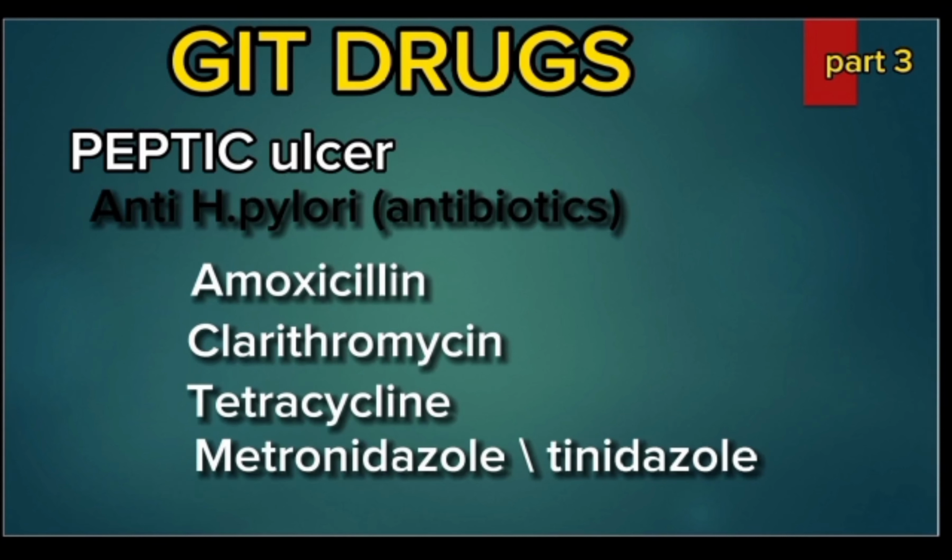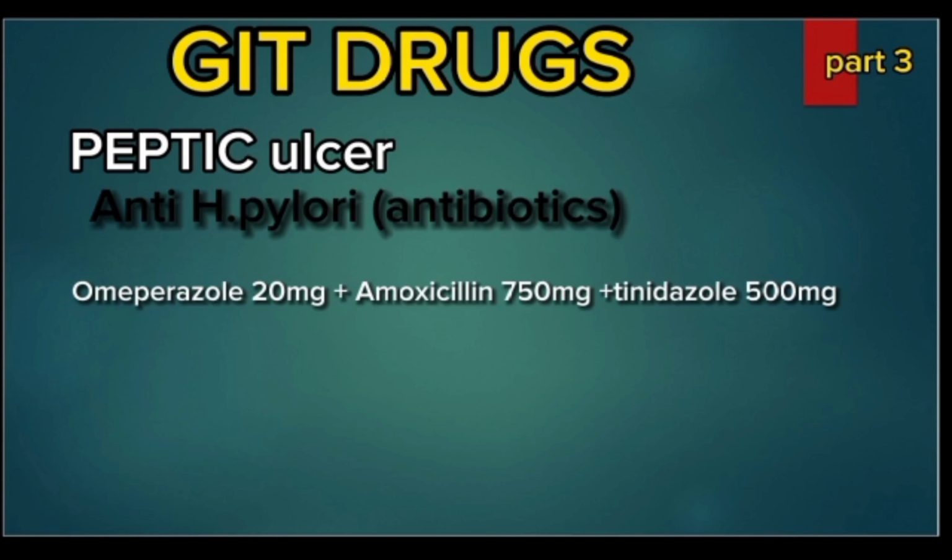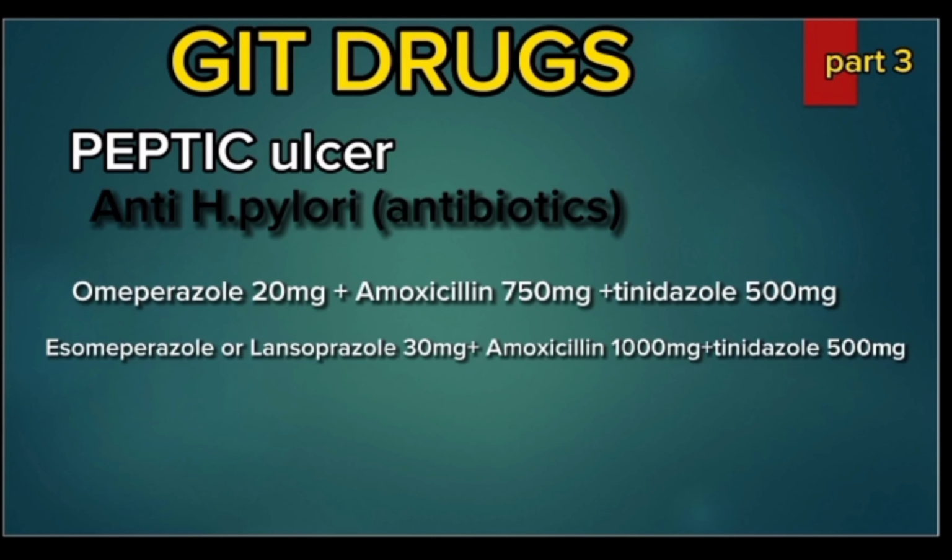These antibiotics should be given in a combination of 2 or 3 drugs because a single antibiotic can lead to resistance. A regimen we can give is omeprazole 20 mg with amoxicillin 75 mg and tinidazole or metronidazole. We can also give esomeprazole or lansoprazole 30 mg with amoxicillin 1000 mg and tinidazole 75 or 500 mg twice a day.